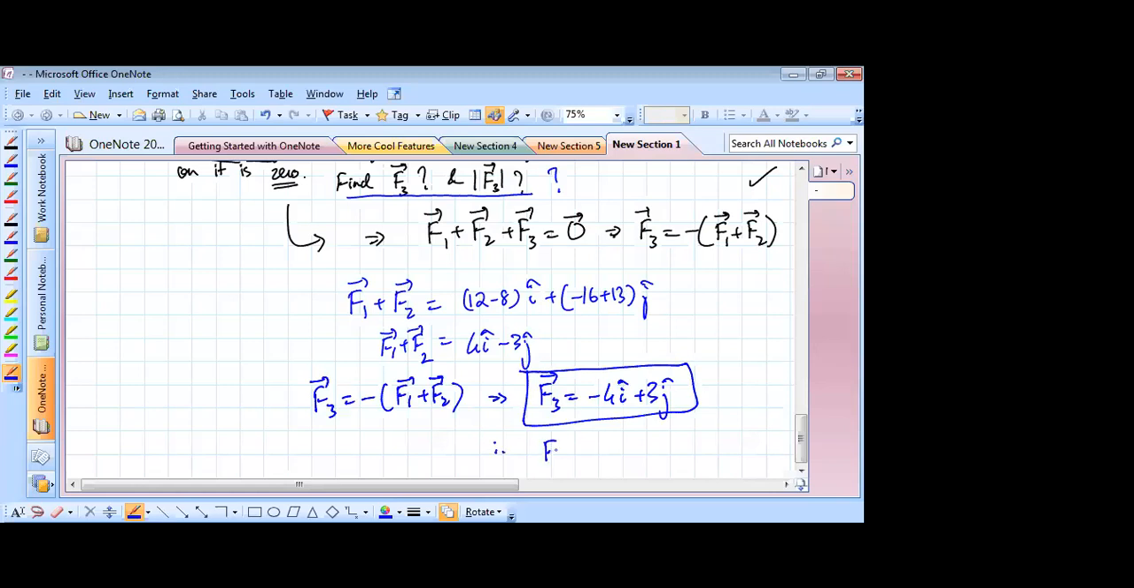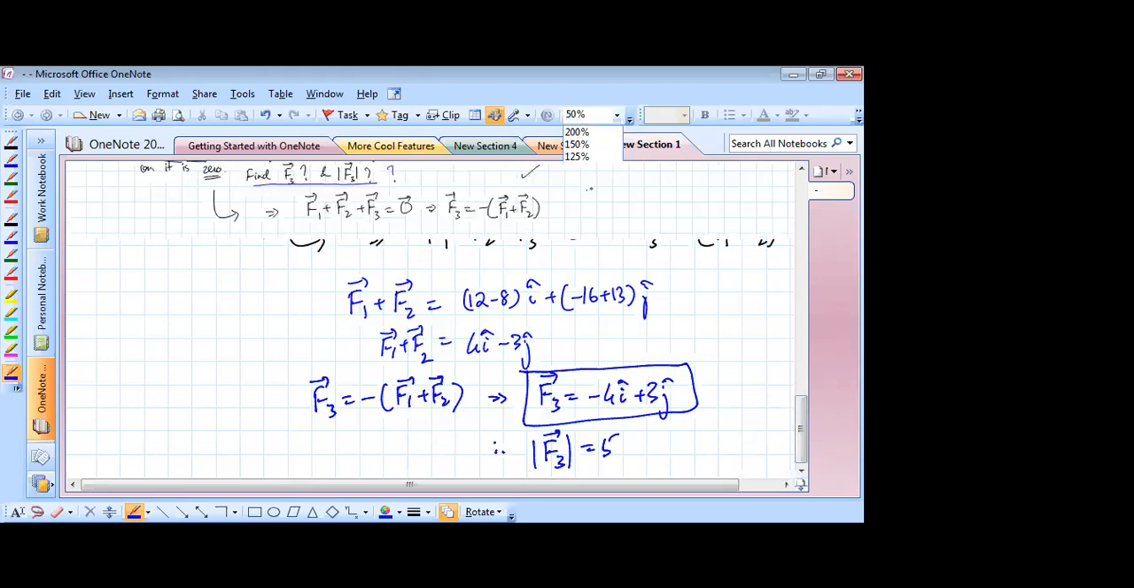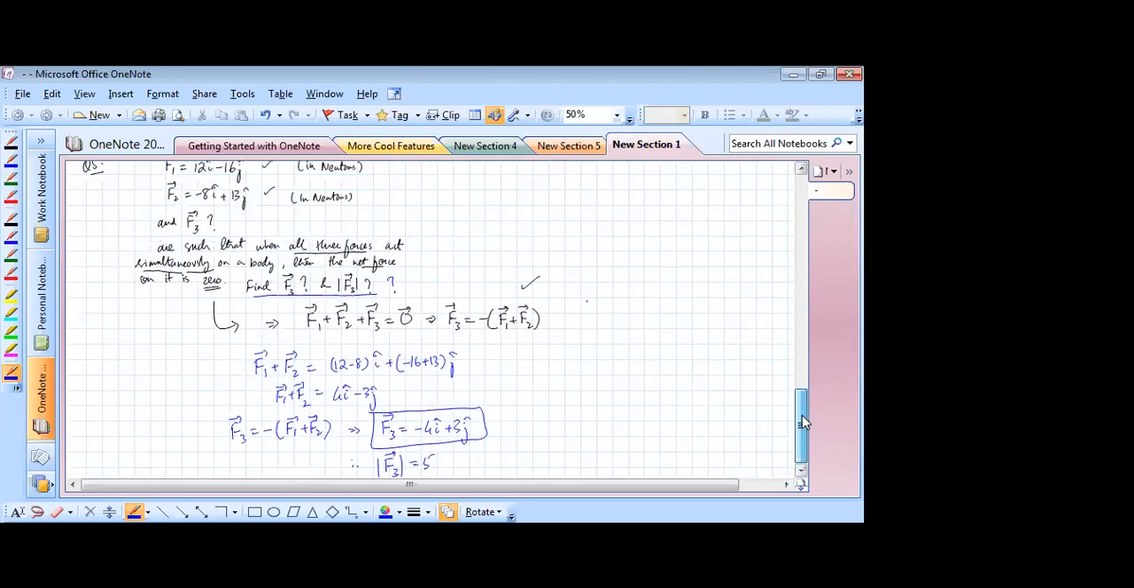So therefore, magnitude of F3 will become 5. When you work it out, you see it become 5 newtons. Yes, Yojit, very good. The answer is correct. Okay, so that was the fifth question. So I'll just minimize this for the reference of anybody who needs it.